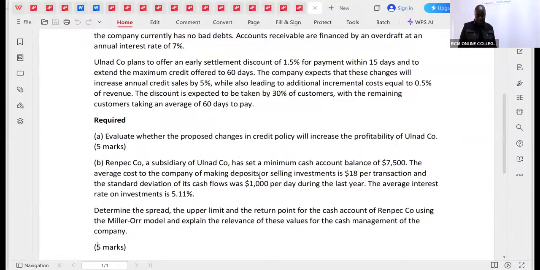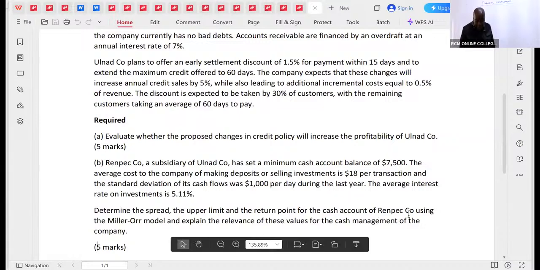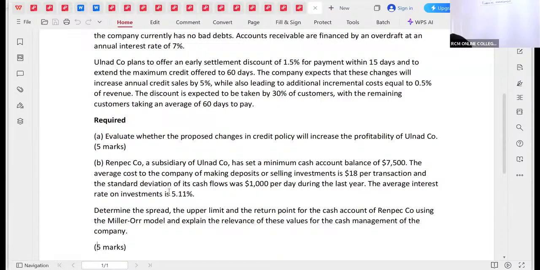So they want us to determine the spread, the upper limit, and the return point for the cash account of RENPEC company using the MILLER-ORR model and explain the relevance of these values for the cash management of the company. So ladies and gentlemen, if I got this kind of a question today, even in an exam room, I will straight away have some dancing moments. Yes, I will dance.